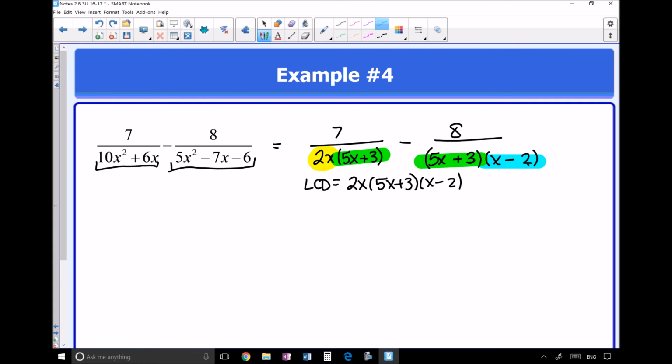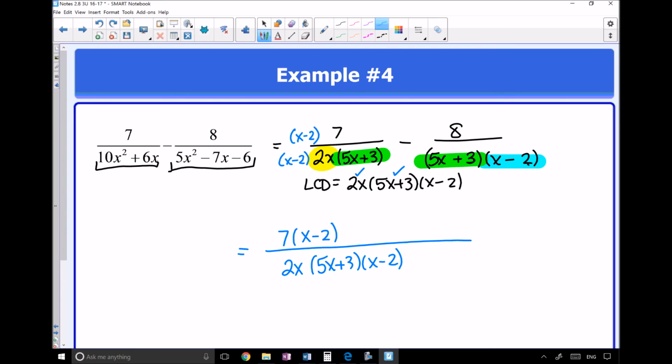So now that I've done that, my new fraction is going to have a denominator of 2x times 5x plus 3 times x minus 2. Okay, so looking at my denominator, what's missing in my first fraction? I have the 2x, I have the 5x plus 3. I'm missing the x minus 2. So I'm going to multiply by x minus 2. So I end up getting 7, and then in brackets, x minus 2.